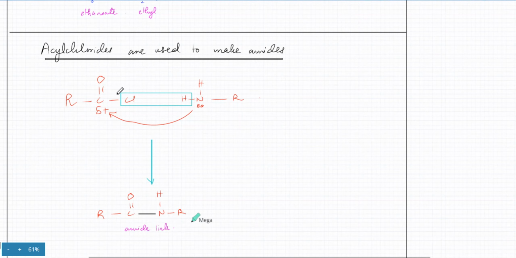So that's how amides are formed. Acyl chlorides are always used to make amides: C double bond O Cl reacting with NH2. Carboxylic acids cannot be used to make amides, or rather, they're not very suitable for making amides.